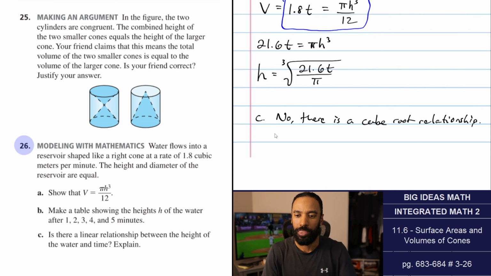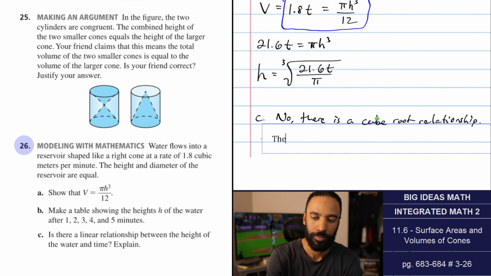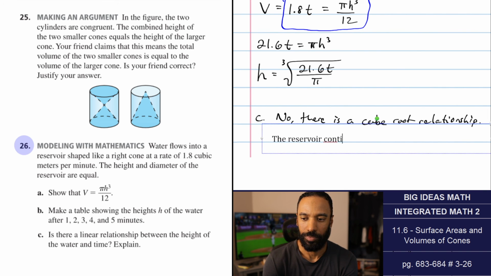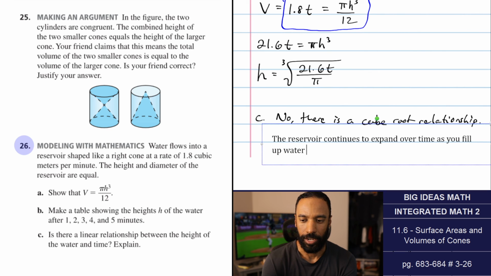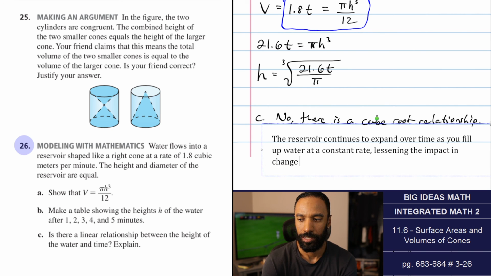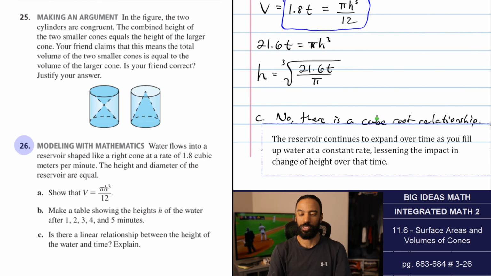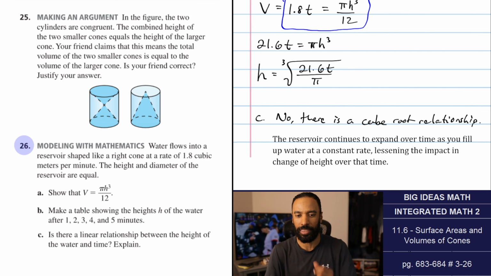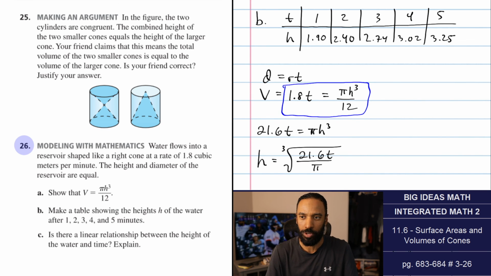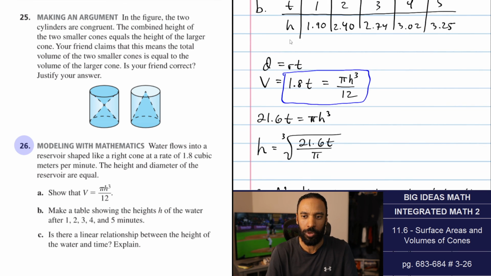So that's why the funnel, not the funnel, the reservoir continues to expand over time as you fill up water at a constant rate, lessening the impact in change of height over that time. And that's why that happens. That should be the idea of the last question there. I believe that should kind of be the answer as well when we get there. And I hope that us getting to that equation made more sense now that I see what we had to do. It wasn't height and volume, it was height and time.